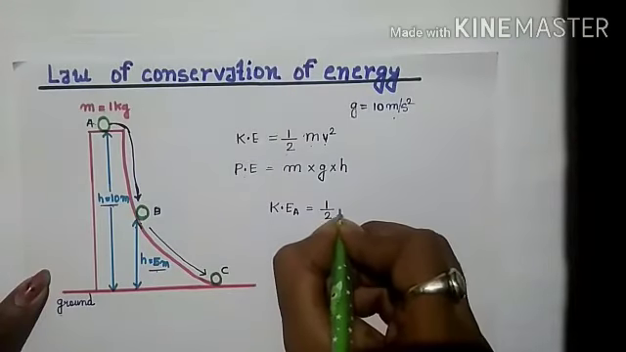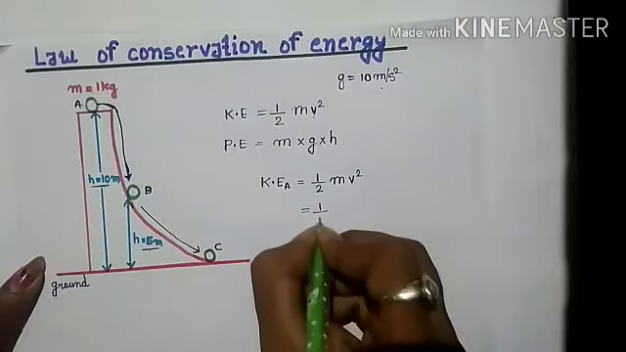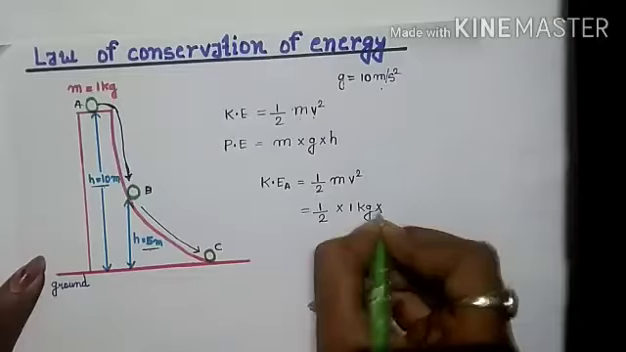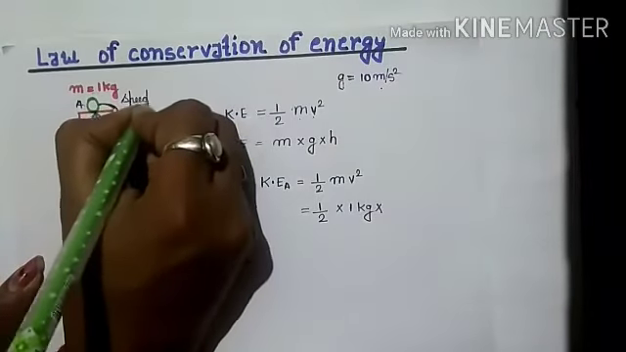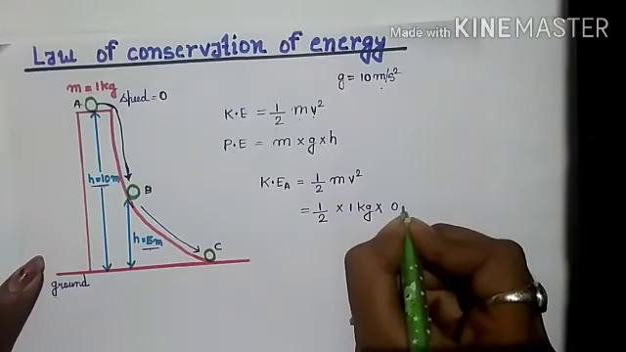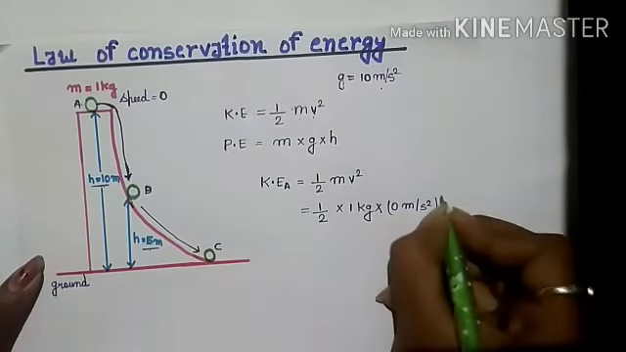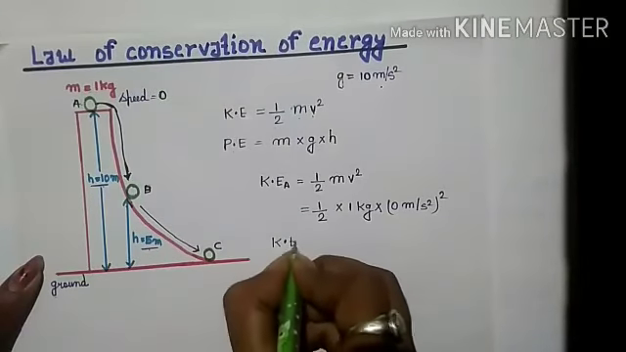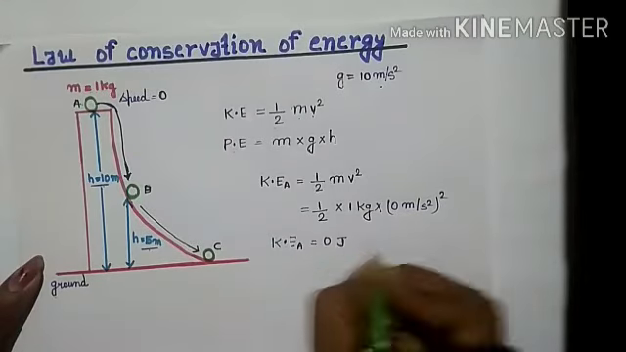Kinetic energy is equal to half m v square. Here m is equal to 1 kg and v is equal to 0. Why? Because initially the ball is at rest, so its speed becomes 0. Now we know when we multiply any number by 0, we get 0. So the kinetic energy at A is equal to 0 joule.